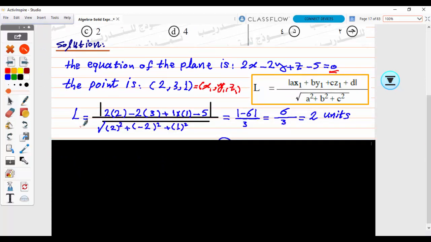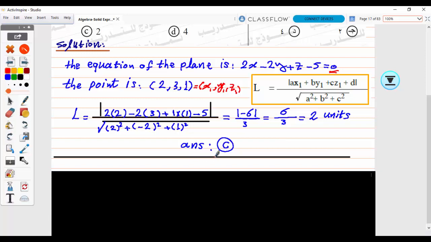We will get L equals the absolute value of 2 multiplied by 2 minus 2 multiplied by 3 plus 1 multiplied by 1 minus 5, over the square root of a square plus b square plus c square. So we write the square root of 2 square plus negative 2 square plus 1 square, which equals the absolute value of negative 6 over 3, and the absolute value of negative 6 equals positive 6. 6 divided by 3 equals 2. So the length of the perpendicular L equals 2 length units, and we choose letter C.